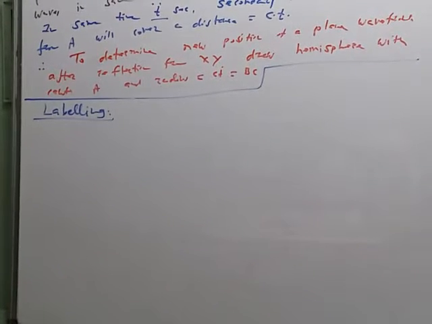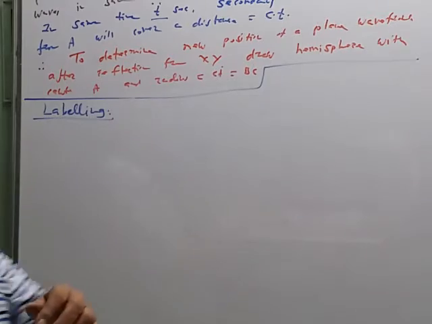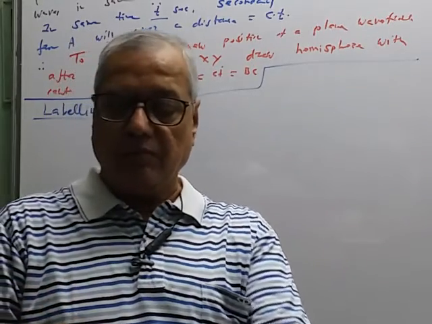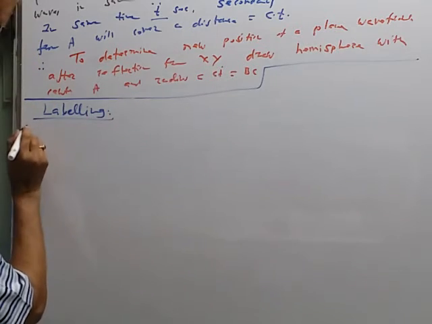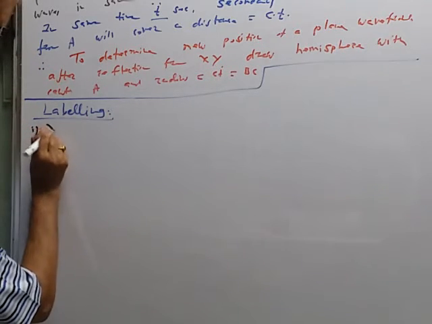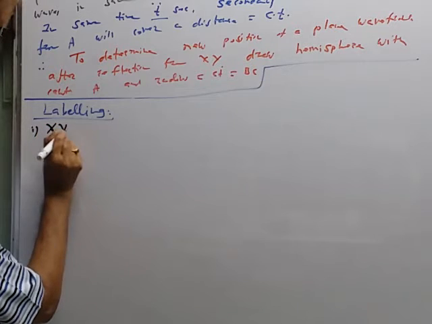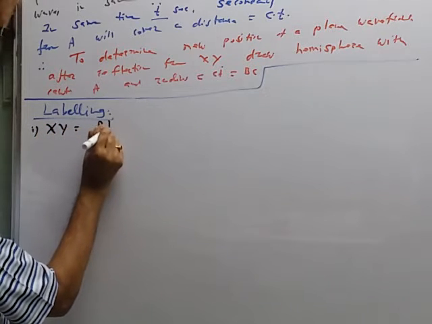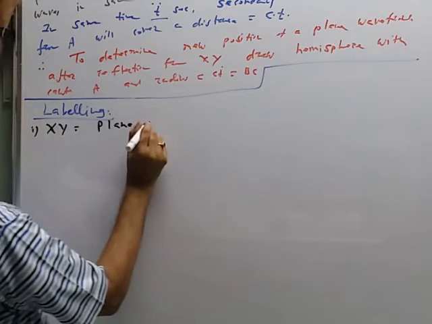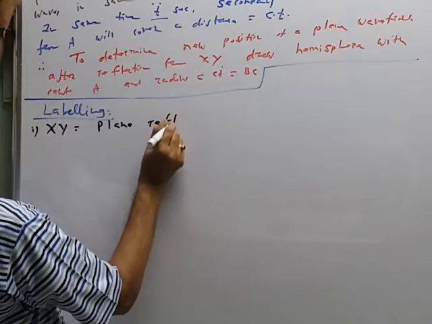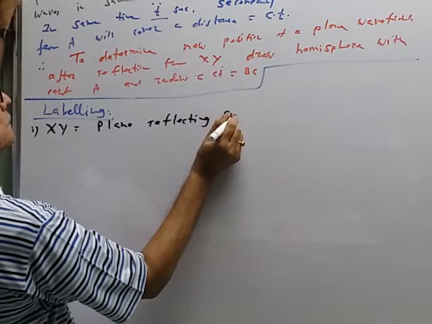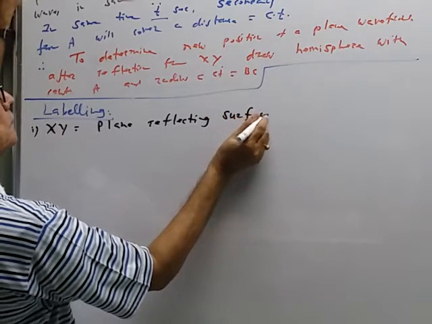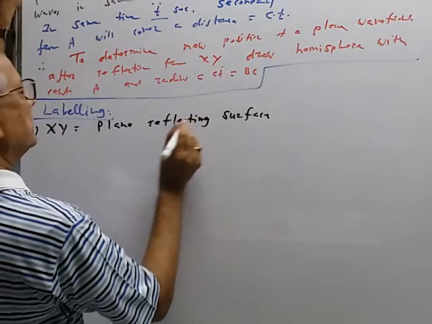So now we have to give this question of label diagram. Draw a label diagram showing the phenomena of reflection of light. आपण ज्या क्रमाने फिगर काढली तसं लिहायचं असं. First point: XY plane or reflecting surface, plane or reflecting surface.